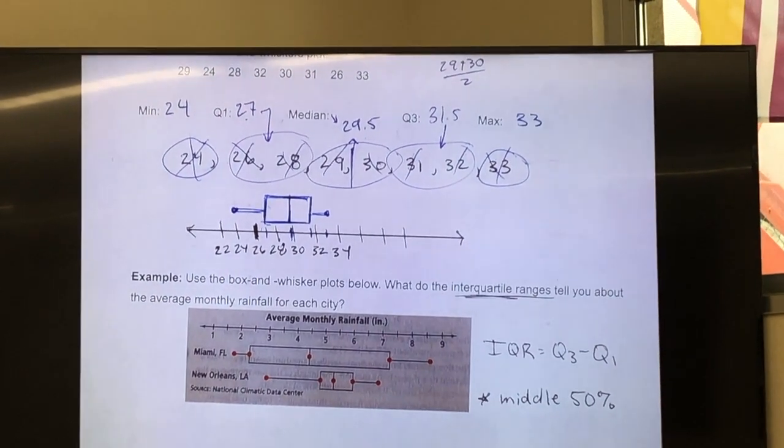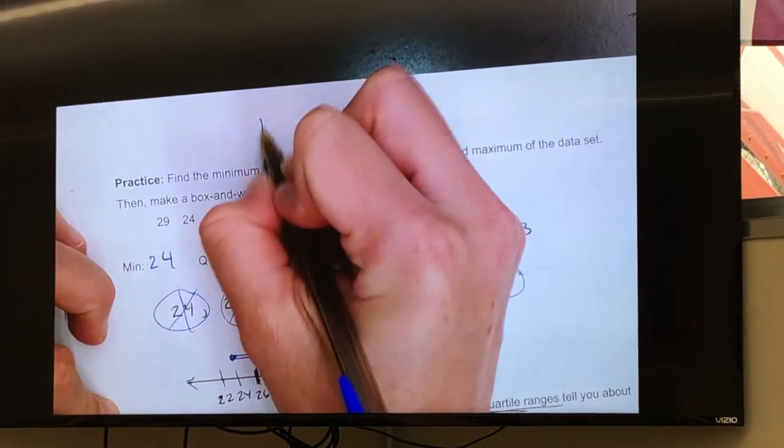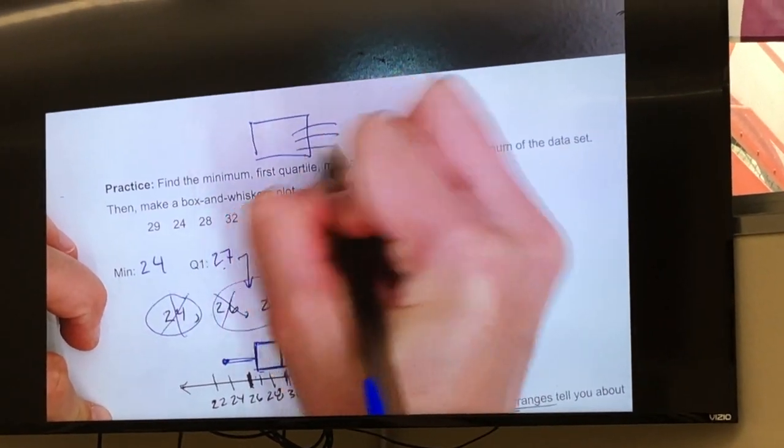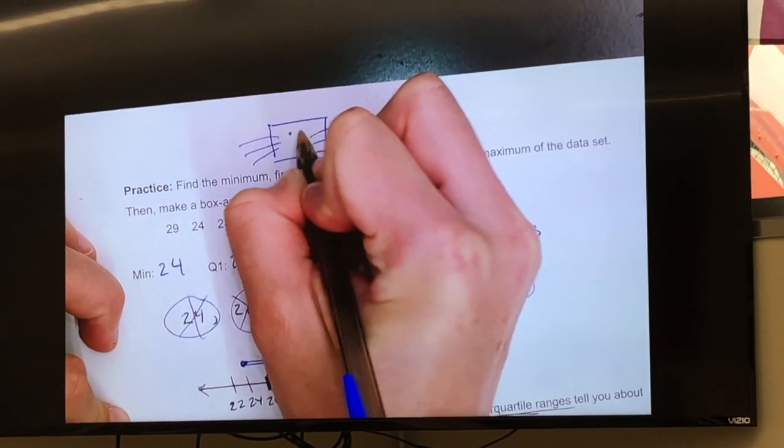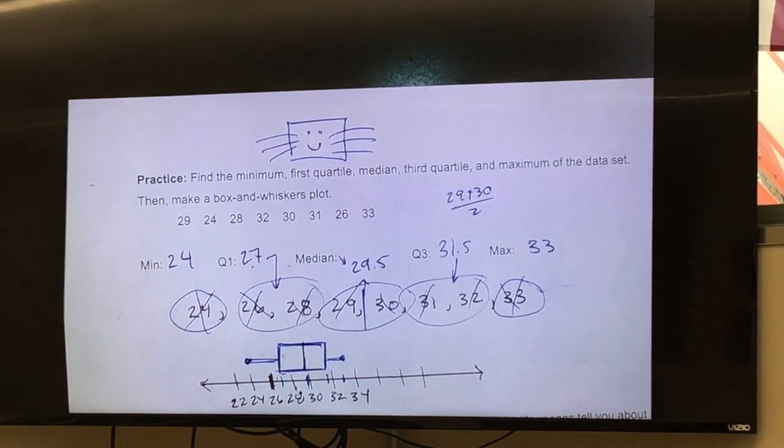Look at that beauty. Okay, so for this week, our keyword is box and whiskers, so we're gonna draw a box with whiskers. Looks like a cat. Don't forget to give it a little smiley face. That's your keyword for the week.